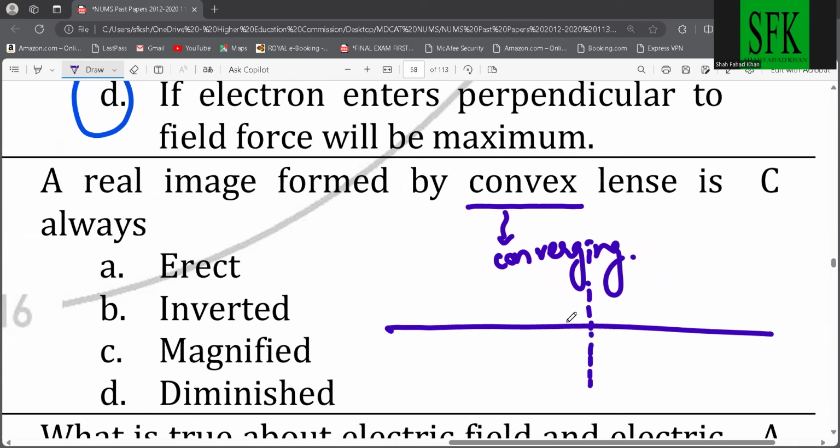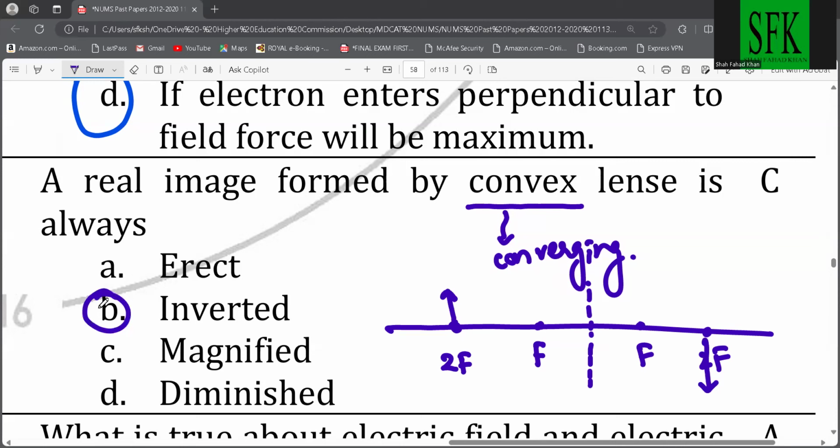Let's say this is the lens. This is F. Okay. This is 2F. And similarly, this is F. This is 2F. Now, if there's an object placed here and an image is being formed over there, it's always going to be inverted. Okay. It's always going to be inverted.